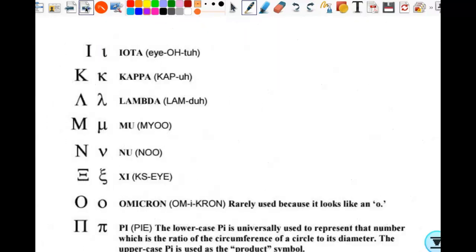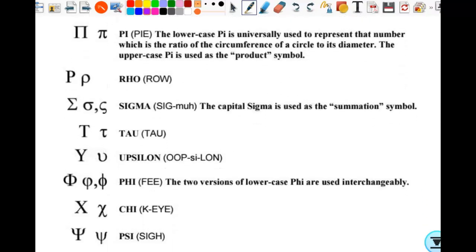Then iota, kappa, lambda, mu, nu, xi, omicron, pi. Most of you probably didn't know that the pi symbol that we use is the lowercase pi. This is what the capital pi looks like. That's why if you see it with fraternities or sororities, it looks completely different, because it's the capital pi. Then rho, sigma, tau, upsilon, and phi or phi, chi, psi or psi. So it's kind of like tomato, tomato.